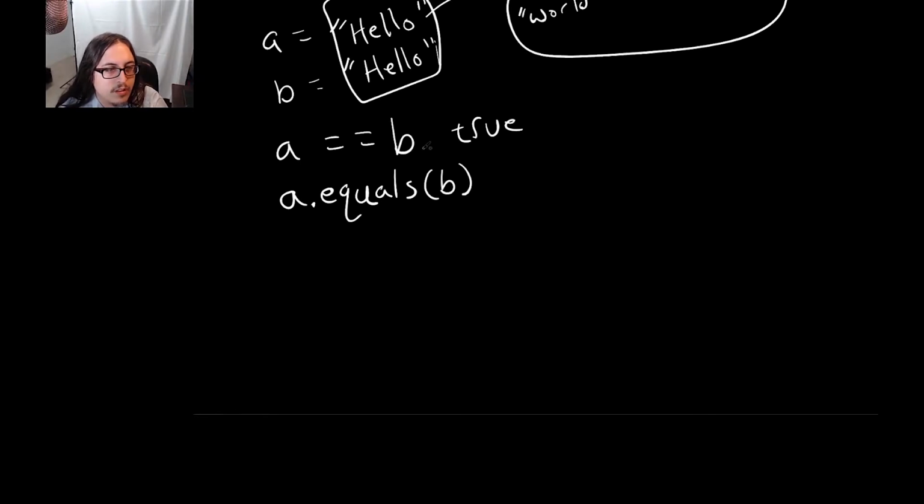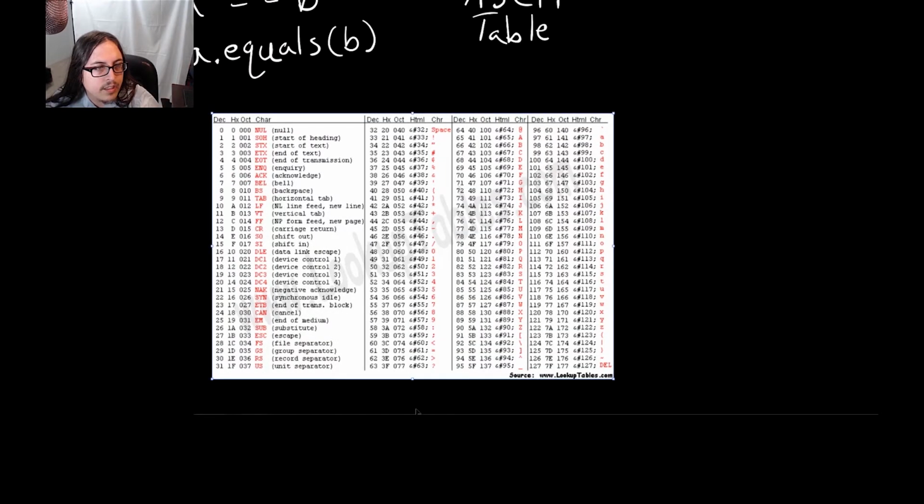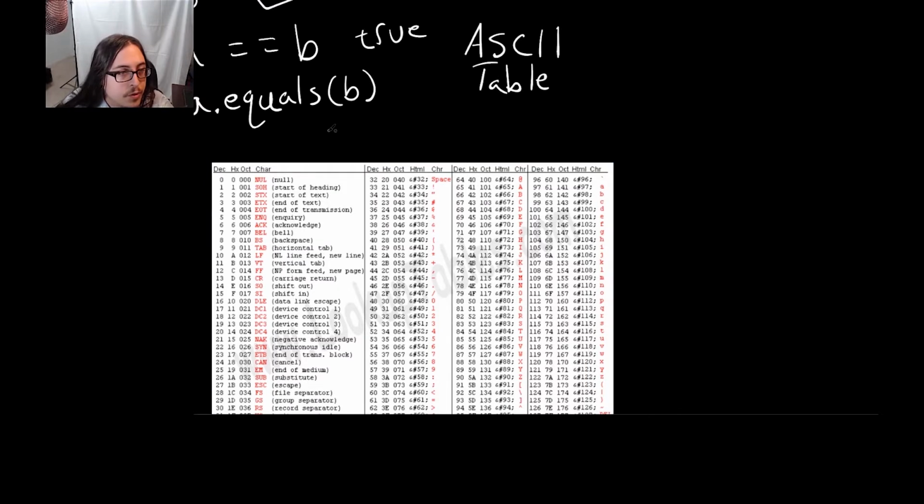And what's more, this equals will check to see that the characters are the same case, because this is all based off of something called the ASCII table. Right? Alright. So I pulled the ASCII table up for us. So let me just write out the word that we're using again. Right? We're using capital H-E-L-L-O.